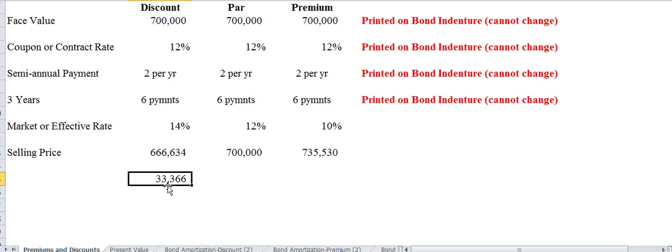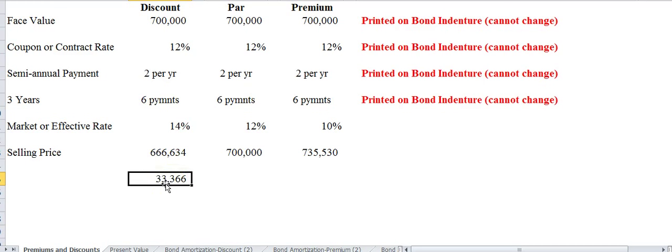Remember, in accounting, we use the matching concept. So we're not going to wait till maturity, which is when the difference in outflow occurs, right? You receive $666,634. At the end of 3 years, the corporation pays $700,000. There's a difference of $33,366. In effect, the company is giving them $33,366 in interest at the end, but we're not going to wait until the end to account for this. We're going to go ahead and put a small portion of this into each of the six payments as part of the interest, right? And that's called amortizing the discount. And we'll see examples of that.